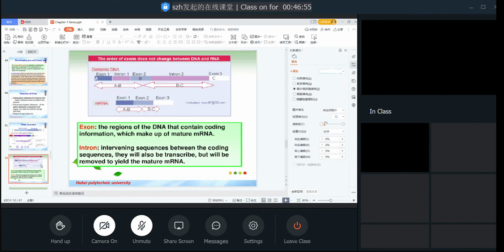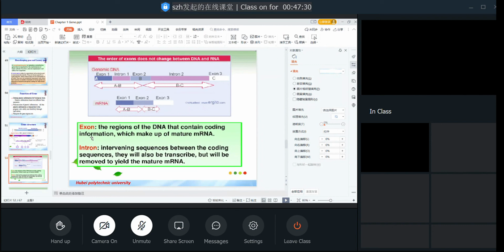Another thing I just explained: in the structure genes, the region of the DNA that contains the coding sequence makes up the mature mRNA. The coding DNA sequence is the exon. Intron, you can see here, is the intervening sequence between the coding sequences.